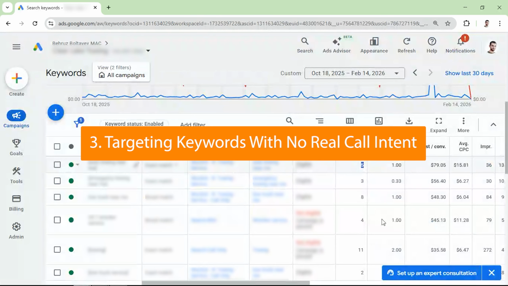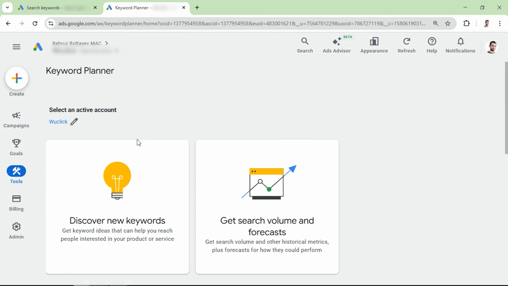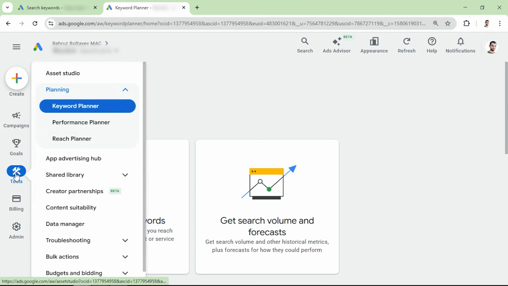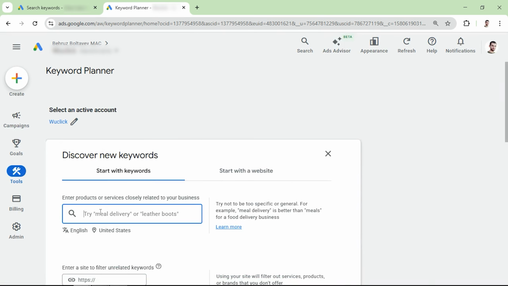The next thing on our list: you might be targeting keywords with no buyer intent. Let's say you might be targeting more generic keywords. So let's see that example. For that, we're going to go to Tools and then Planning, then Keyword Planner, and click on Discover New Keywords. Here you can include a keyword from your industry. Let's say, as an example, we're going to choose the locksmith industry.